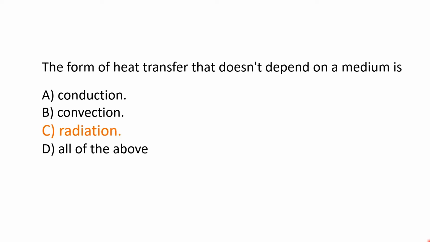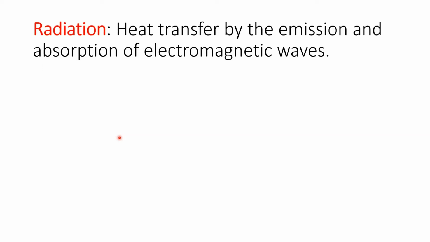So radiation does not need a medium. A medium is a material that it can move through, like air would be a material. Sound needs a medium to travel. You can't hear in space. You've heard that phrase before. Light or radiation does not need a medium, so radiation can travel through the vacuum of space just fine. Radiation in general, we're going to call it heat transfer by the emission and absorption of electromagnetic waves.